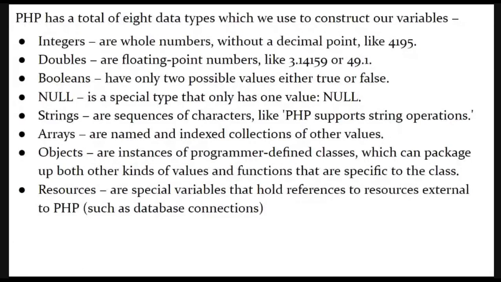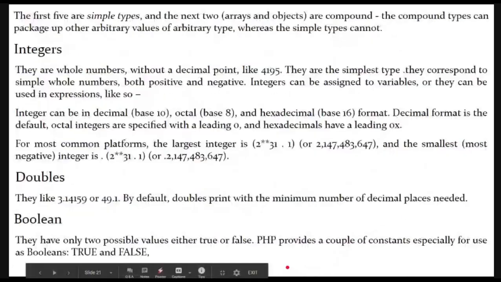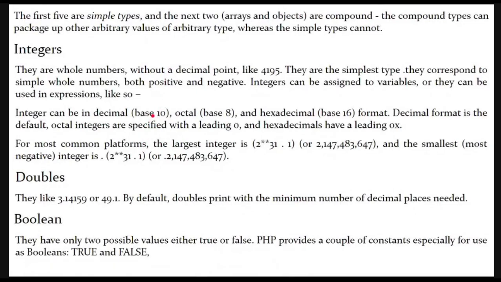Again, I am repeating: integers. These are the things for the integers. Integers are the whole numbers without a decimal point, like 4195. They're the simplest type. They correspond to the simple whole numbers, both positive and negative. Integers are assigned to variables or they can be expressions.